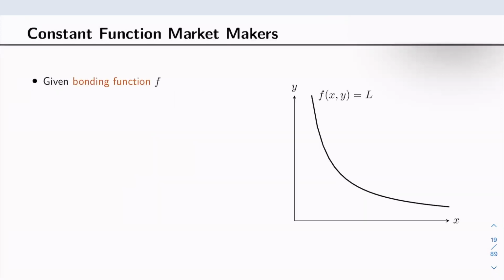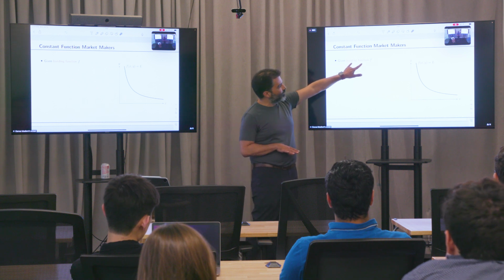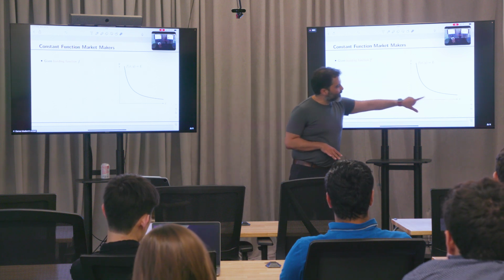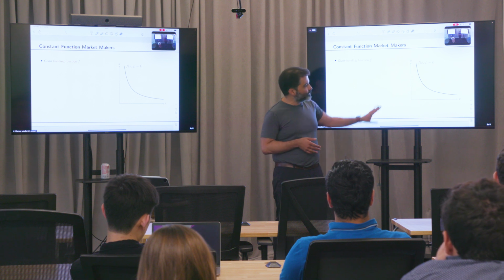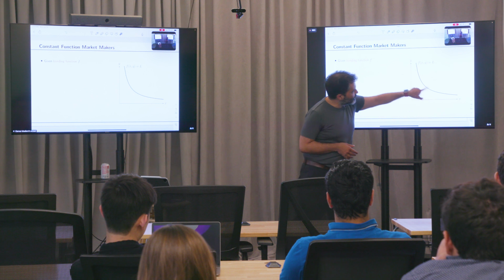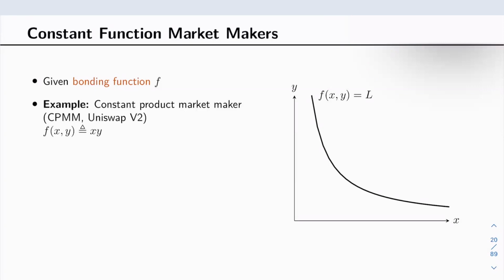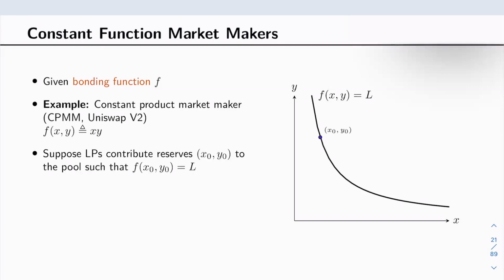So now I'm going to describe how the constant function market makers work. It sounded like most people are pretty familiar, so I'm going to go through this relatively quickly. The idea of a constant function market maker is that you start out with a bonding function f, which specifies an invariant in quantities of reserves of the two assets, the risky asset x and the cash asset y. And so that is that invariant curve, f of x, y equals L. For example, the most common example is to have f be the product function. That is a constant product market maker.